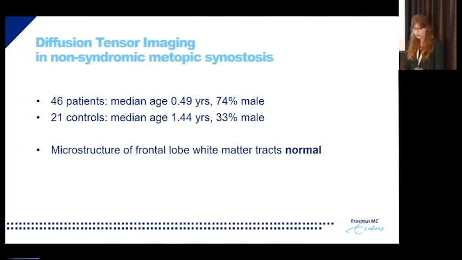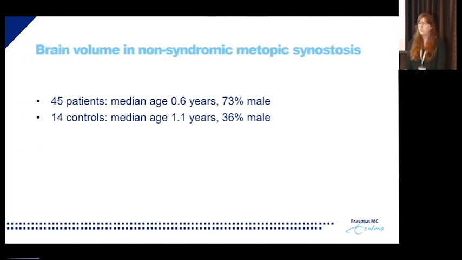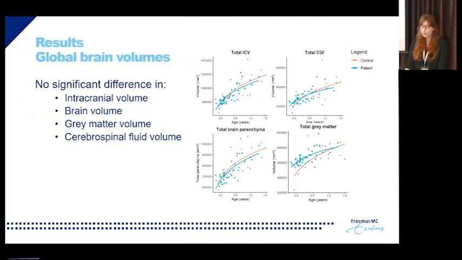We also looked at brain volume in a similar population of unoperated non-syndromic metopic synostosis patients, and we compared 45 patients to 14 controls. We found that there were no significant differences in total intracranial, total brain, total gray matter, or total CSF volume. This can also be observed in the graphs on the slides. On the y-axis, we see volume in cubic millimeters, and on the x-axis, we see age in years. Controls are indicated in red, and the patients in blue, with the line indicating the best fit.